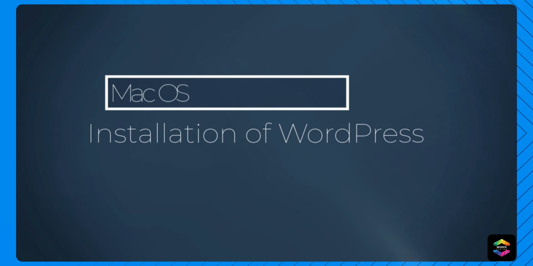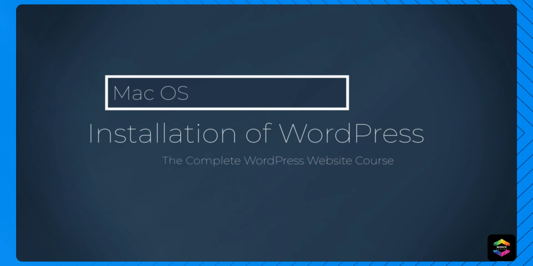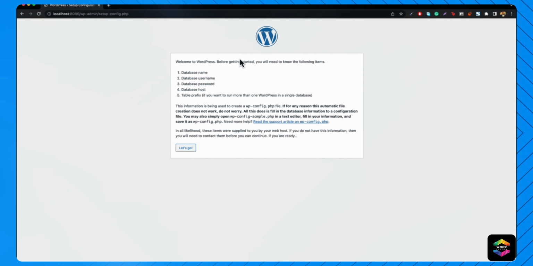In this lesson, we will learn how we can go ahead and how we can install WordPress on the Mac operating system. As in the previous lecture, we copied the WordPress files from the WordPress.org and we pasted that to our htdocs folder. And now we are ready to install WordPress.